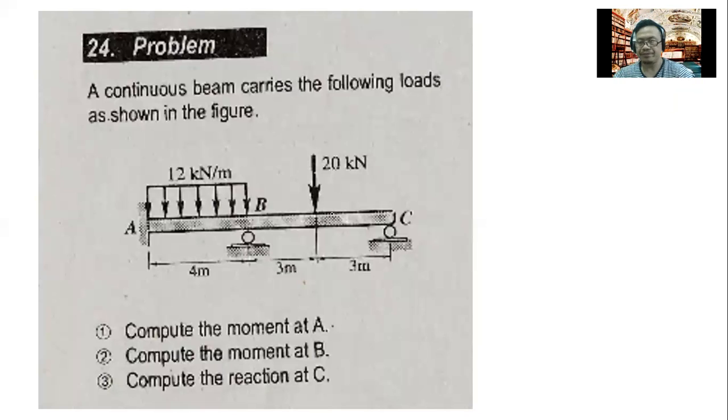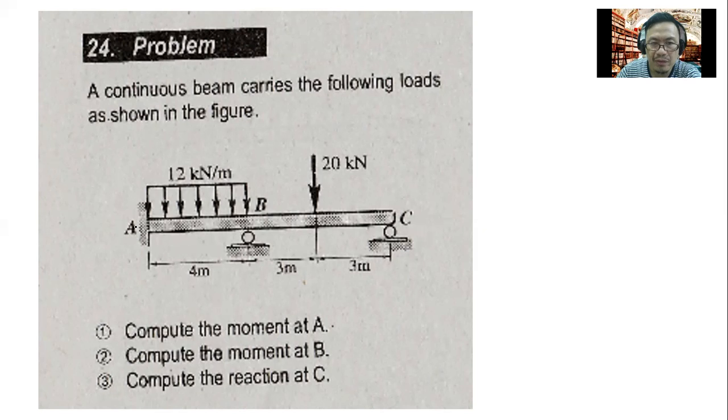So for example, you have here a continuous beam carrying the following loads as shown in the figure. In this case, you're going to use... kung wala itong fixed, madali na to kasi ang mangyayari niyan, yung moment A 0, moment C 0.